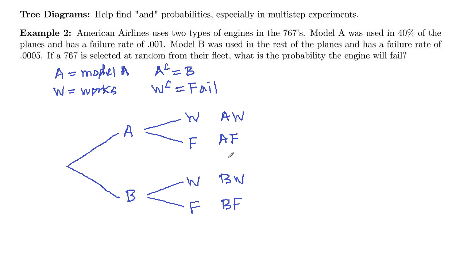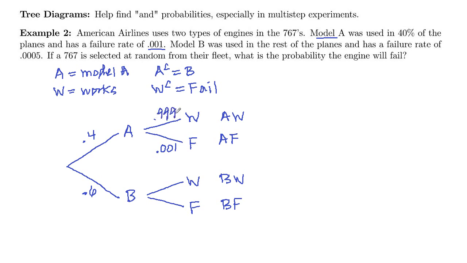And then to get the probabilities of these events, we attach the probability of each event to the branch on the tree. So there were 40% A engines, so this probability is 0.4. 1 minus 0.4 is 0.6, 60% B engines. Notice that these add up to 1, and always on a tree split, the probabilities add up to 1. So if it's an A engine here, Model A has a failure rate of 0.001. So the failure rate here is 0.001, and these have to add up to 1. So 1 minus 0.001 is 0.999.